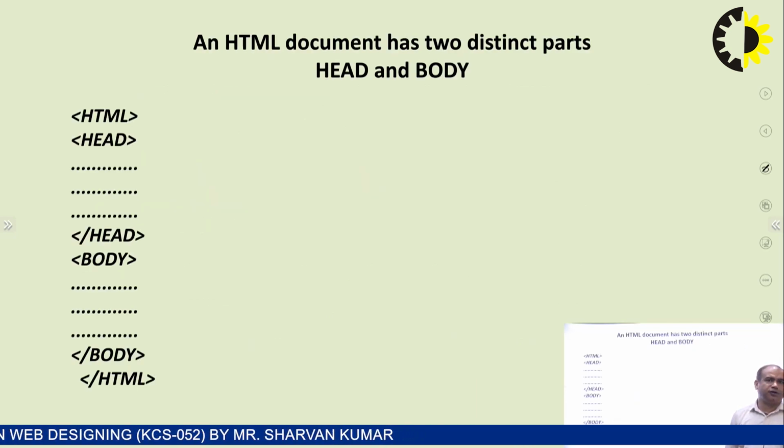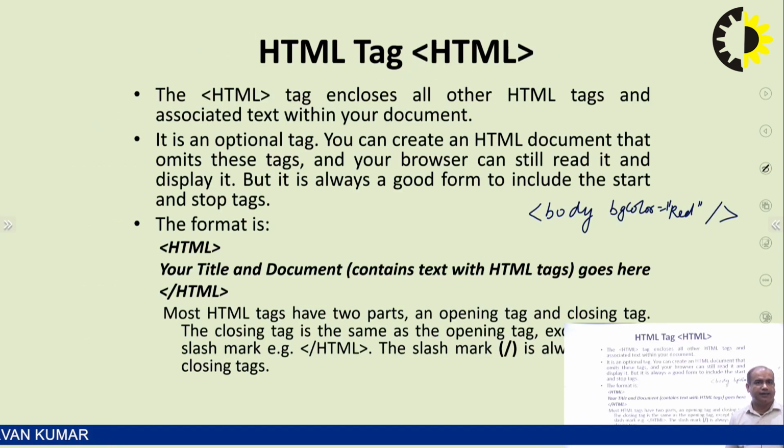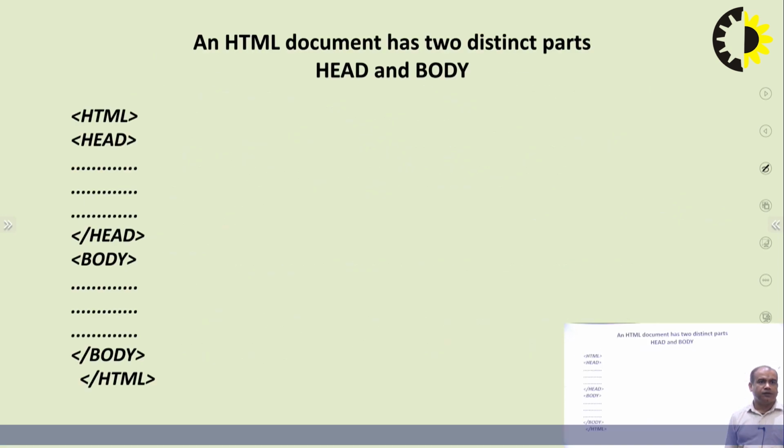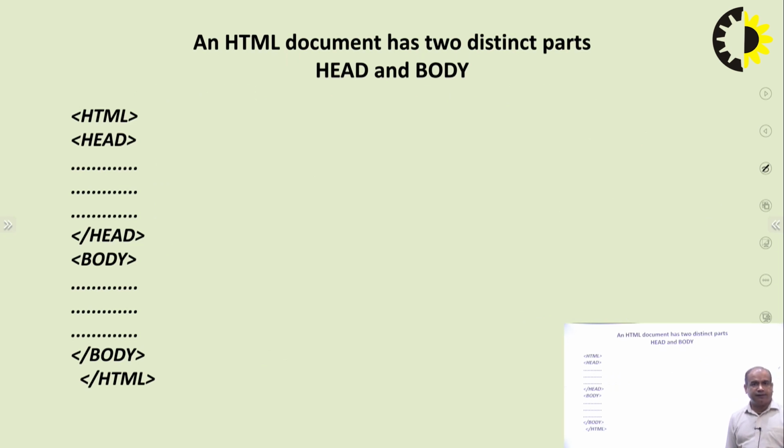An HTML document has two distinct parts, the head part and the body part, as I earlier told you. The head part will always come after the HTML tag, and after the head tag is complete, we will start with the body tag. If I don't write the head tag, all these things will be considered part of the body tag. If I don't write the body tag, whatever content we write will be part of the body tag.